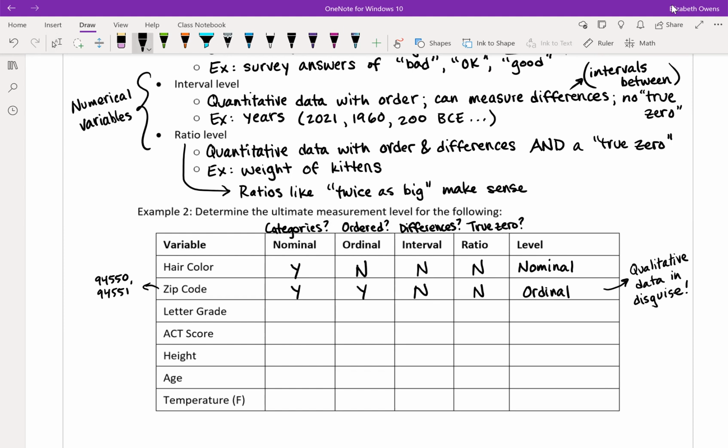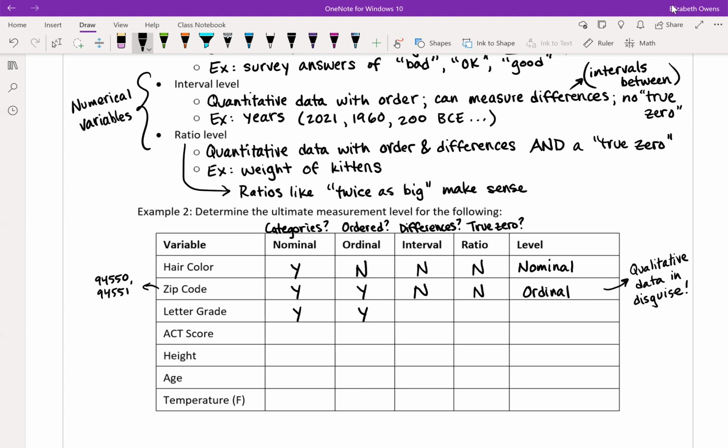Okay, let's talk about letter grades here, like grades in class, A, B, C, D, F. Those are categories. They do have an order to them. We could order them from A to F or F to A if you're going decreasing or increasing. And then the differences.